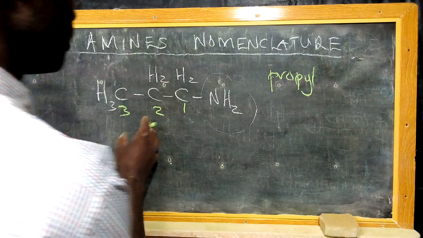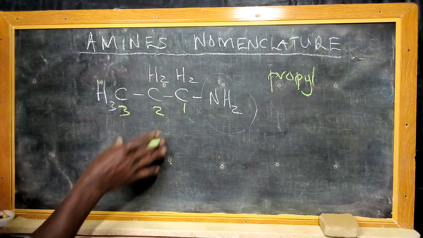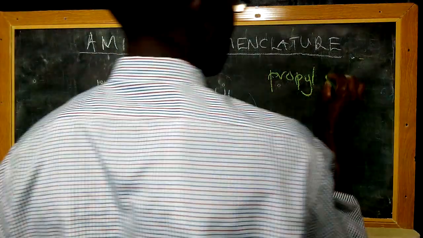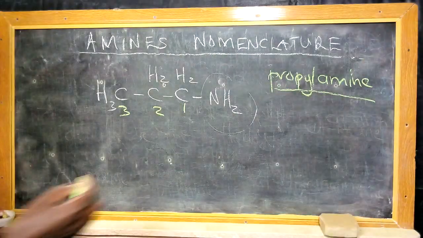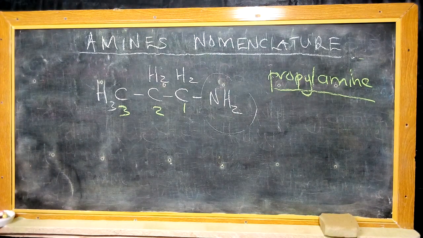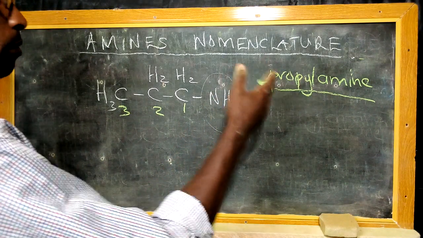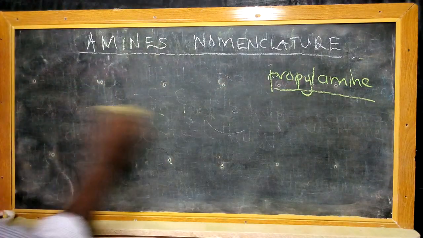So since it does not have another substituent, that's a propyl, and then we shall give it a suffix, which for amines is amine. So the name for this particular compound or amine is propyl amine. So 1, 2, 3, propane from alkanes, propyl amine. So we shall look at another example.